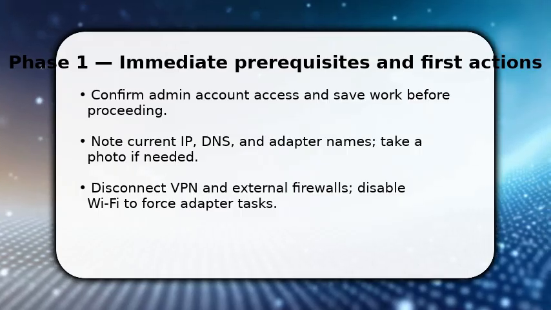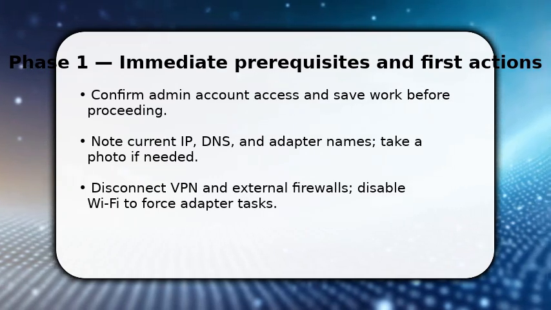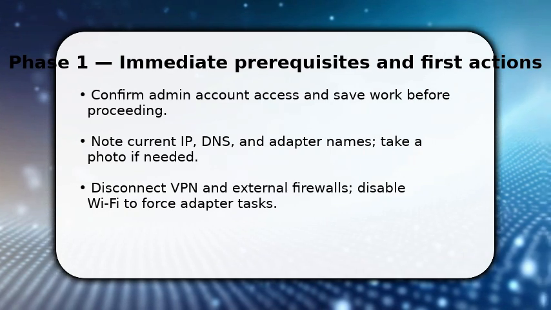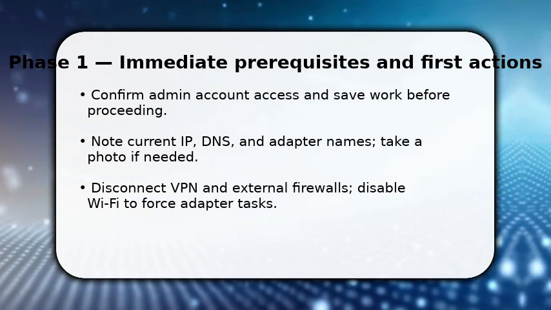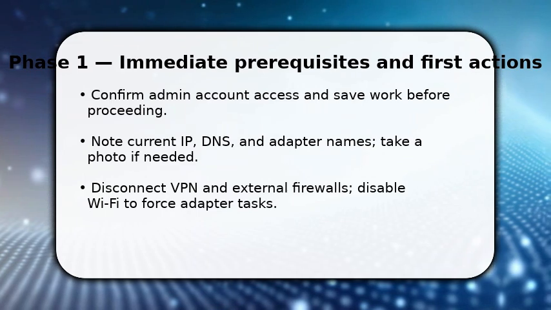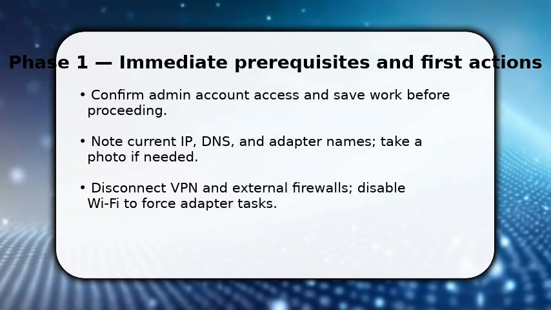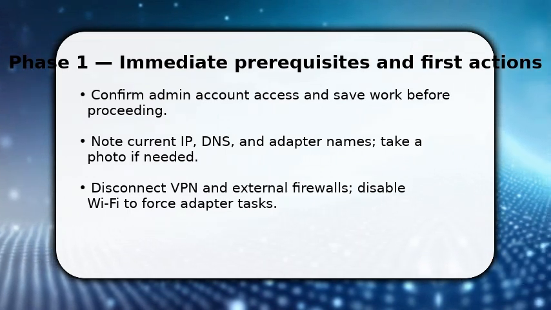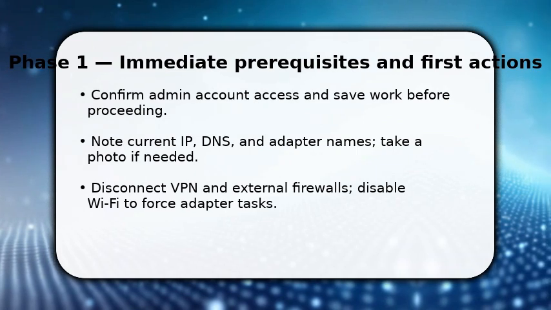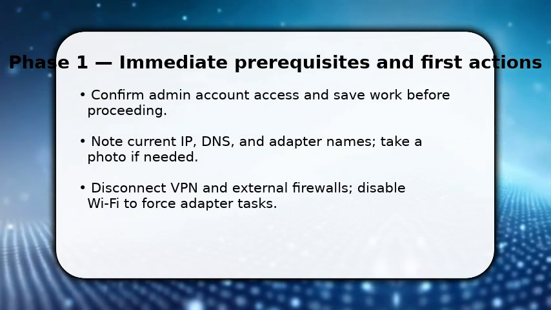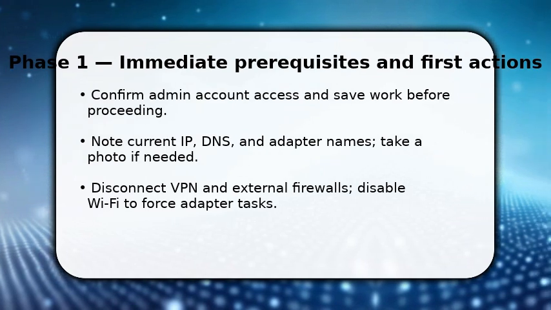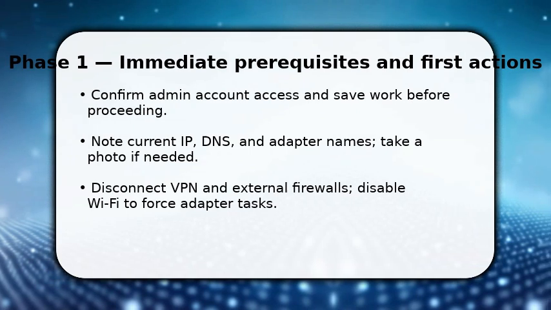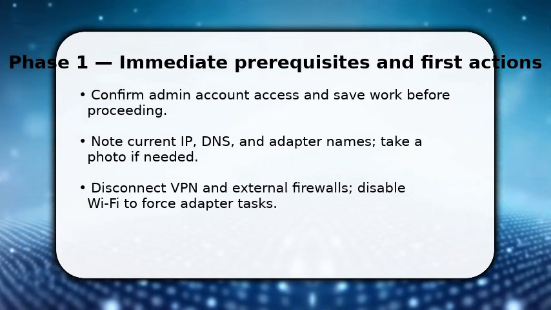You start with admin rights and no active VPN. This ensures commands run. First, save files and note IP, DNS, and adapter names so you can restore settings if needed. Now, open an elevated command prompt or PowerShell. This gives you full system control. Once done, disable Wi-Fi and disconnect external firewalls. Make sure the system will target the local adapter. These prerequisites prevent interruptions and explain why the reset commands will apply correctly to the intended interface.